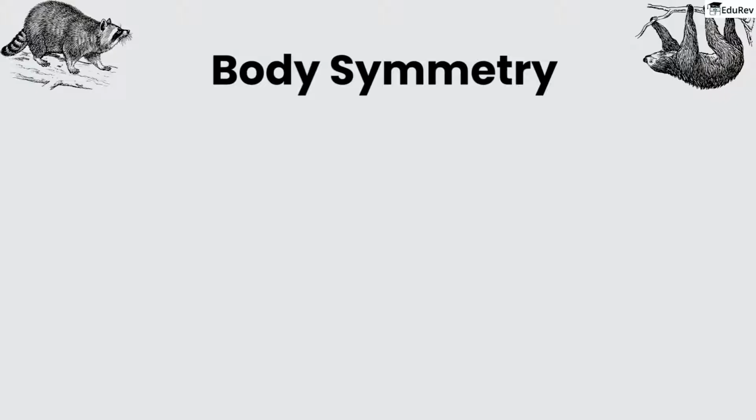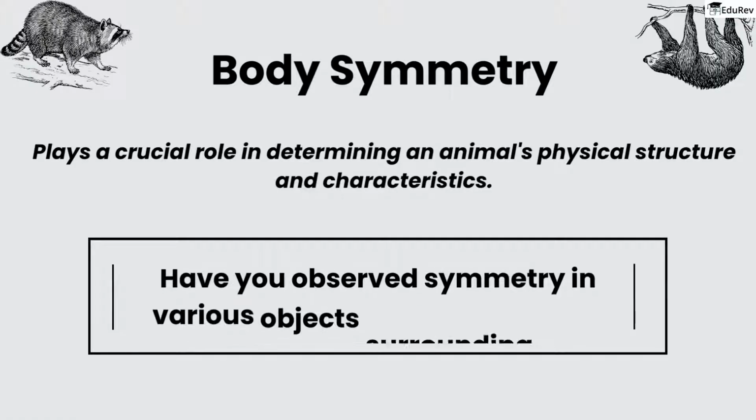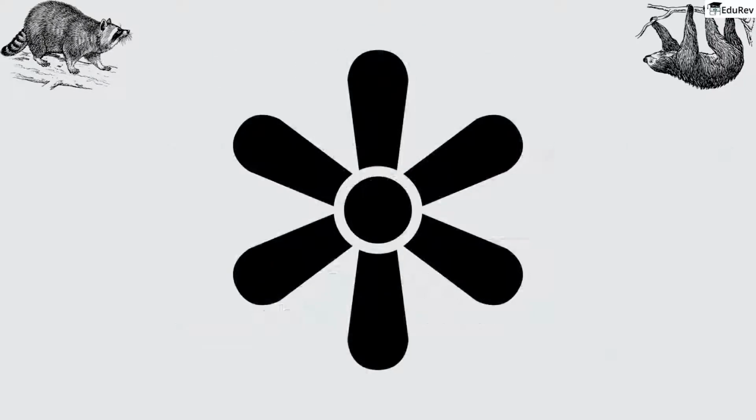Moving on to another fascinating aspect of the animal kingdom, body symmetry plays a crucial role in determining an animal's physical structure and characteristics. So, let's start by asking you a very simple question. Have you observed symmetry in various objects surrounding you? I know your answer will be yes. So, let's understand it by taking the example of a ceiling fan. If you divide your ceiling fan into two halves, these two parts would be identical mirror images of each other.